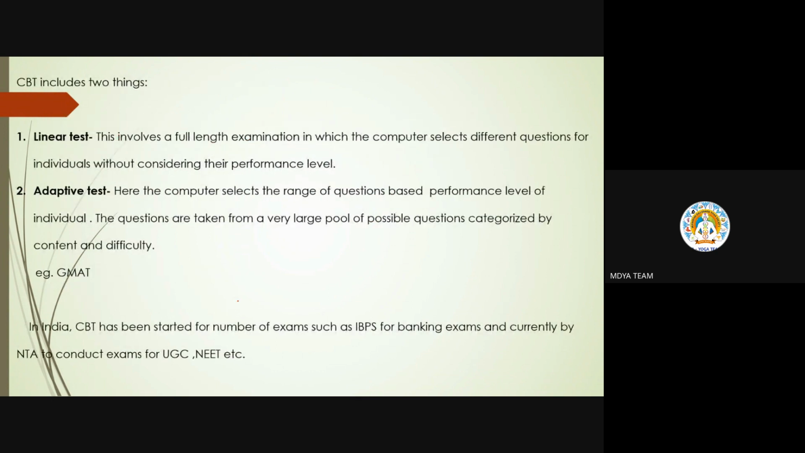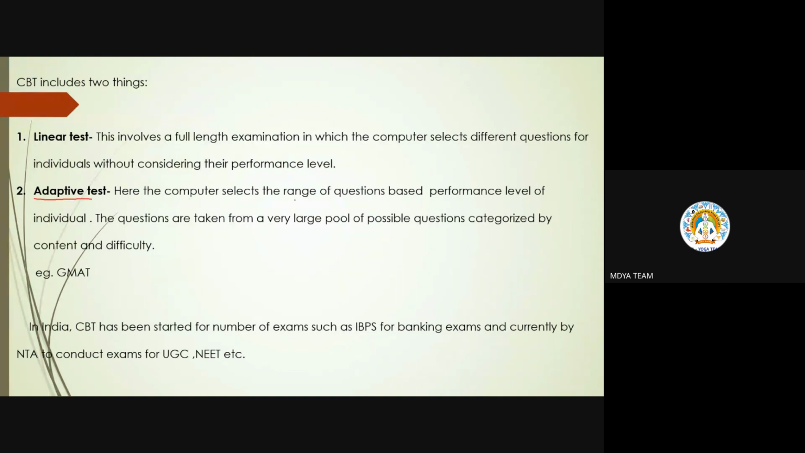Now, CBT includes two tests. First is the linear test. Second is the adaptive test. The linear test involves a full-length examination in which the computer selects questions for individuals without considering their performance level. Here the paper is fixed, right? There are 100 questions. You have to solve the 100 questions. First, just imagine this test. Then you will understand the linear test itself.